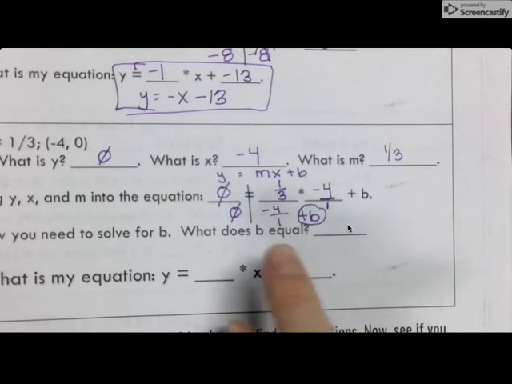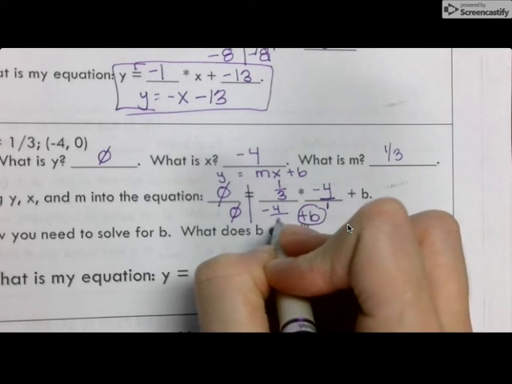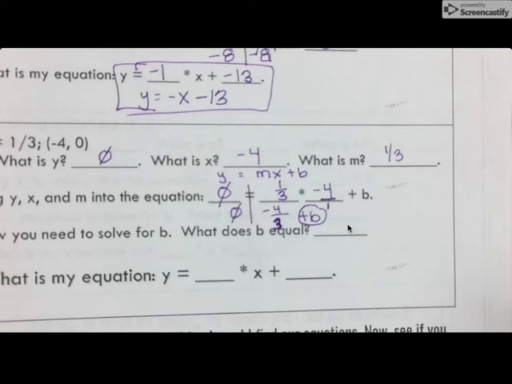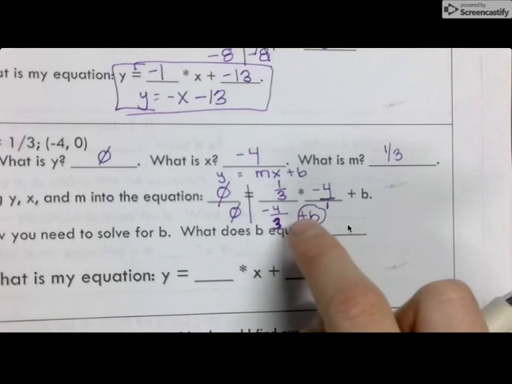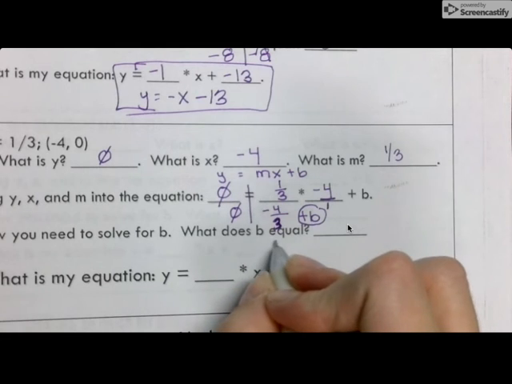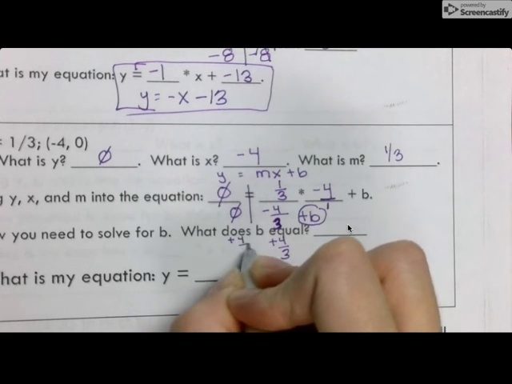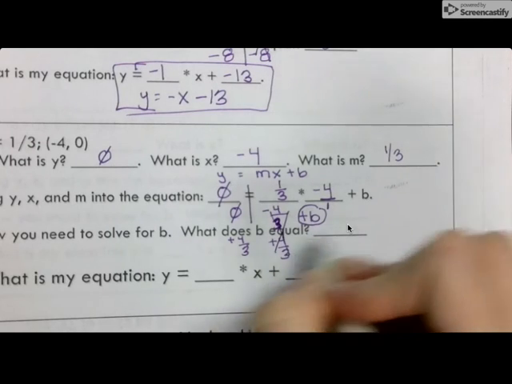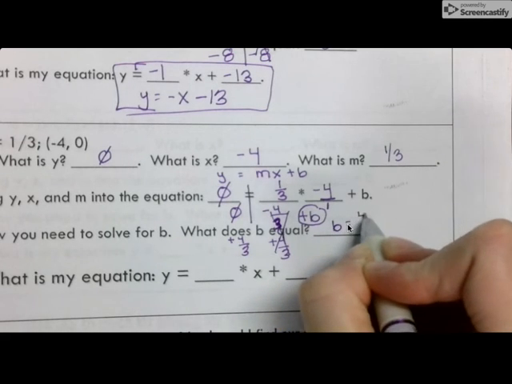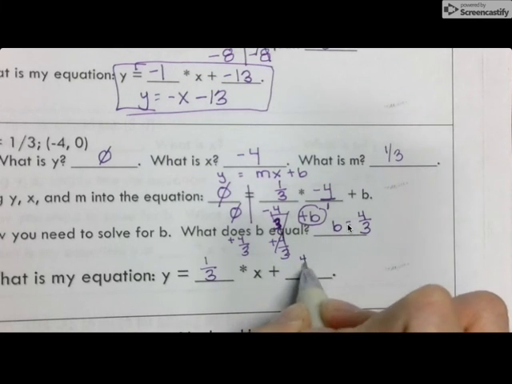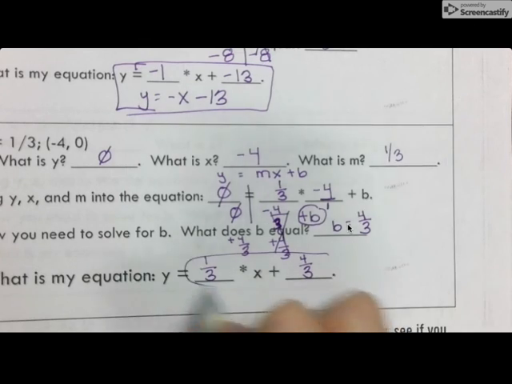To get b alone, I need to do the inverse. I'm sorry, this is 3. That's my fault. Thank you, guys. Okay. The inverse of this is going to be plus 4/3 on both sides. So b equals 4/3. So y equals 1/3 x plus 4/3.